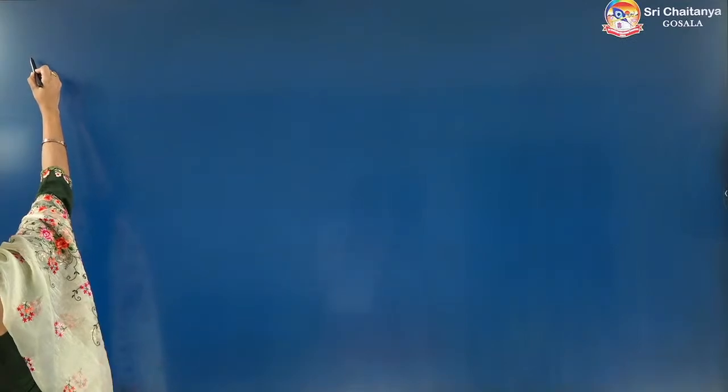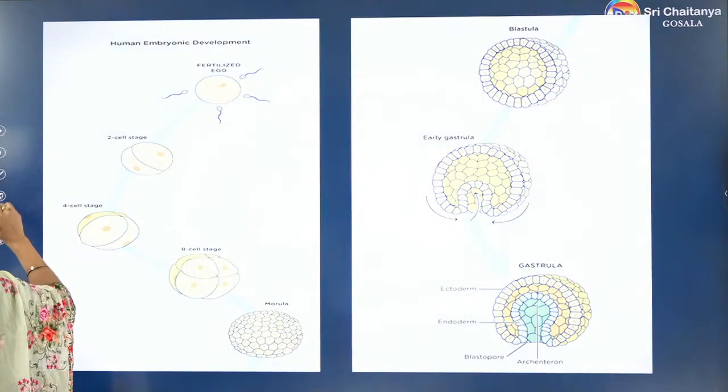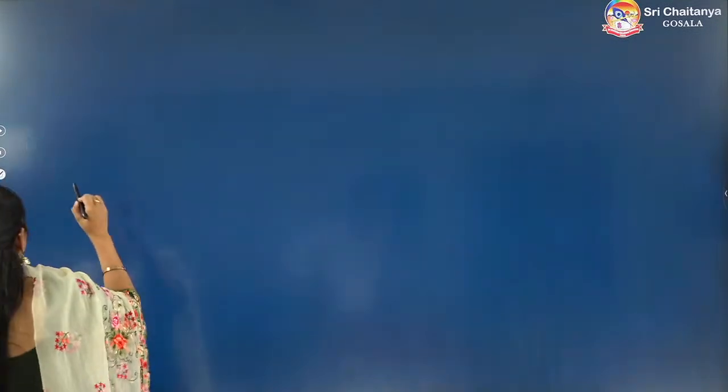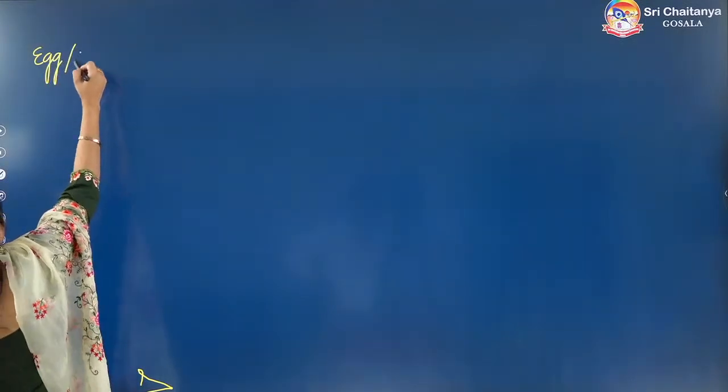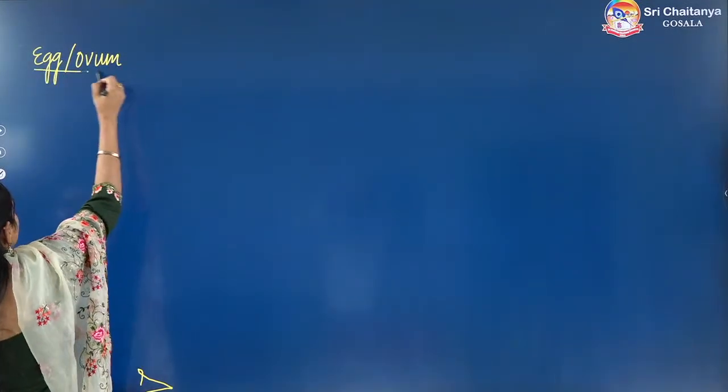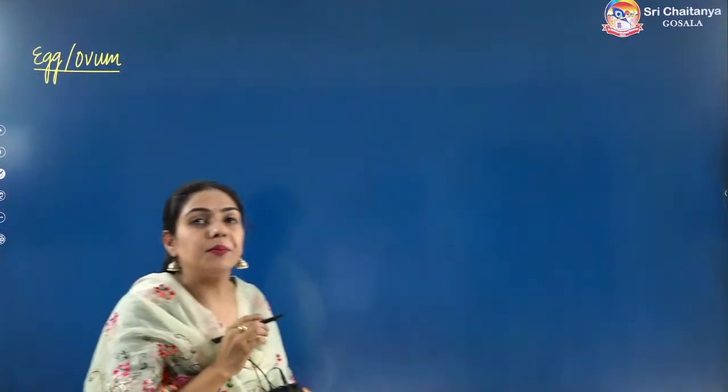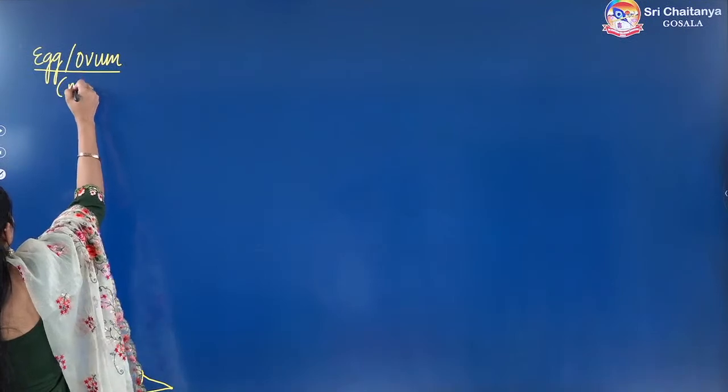I will start talking about the egg and sperm. You understand egg or ovum, right? Egg or ovum is the germ cell produced by the female reproductive system, by the ovaries of the female. Egg or ovum is a haploid cell. If we talk about humans, haploid means it has 23 chromosomes in it.